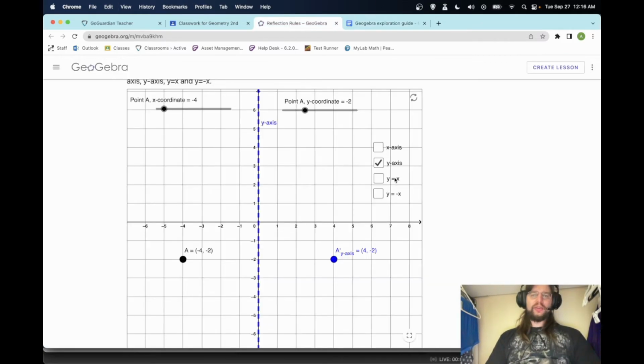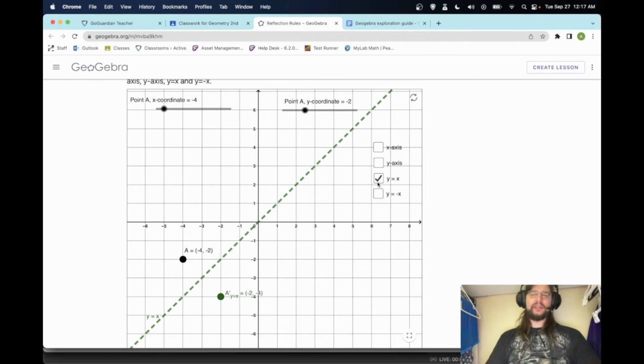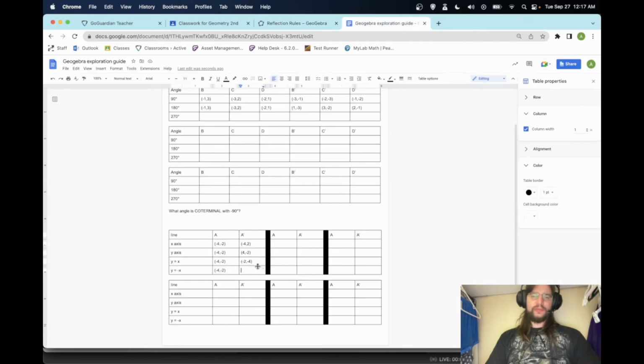Let's check out the y equals x line now. That is at -2, -4. And finally, y equals -x. That jumps way over here at 2, 4. So again, this is just a little activity to try and figure out those rules which you were supposed to learn in 7th, 8th grade, but we all know how that goes.